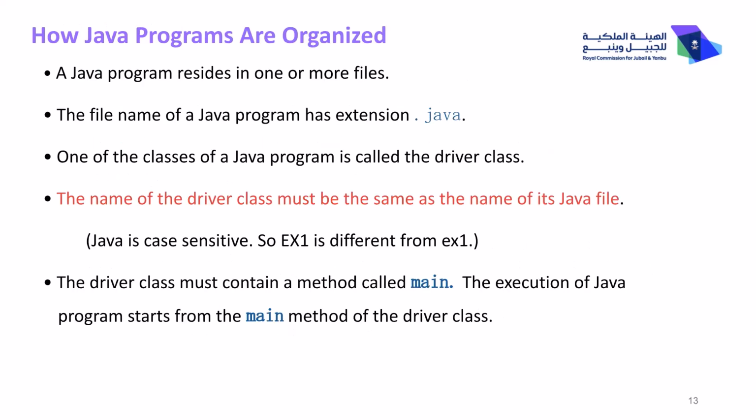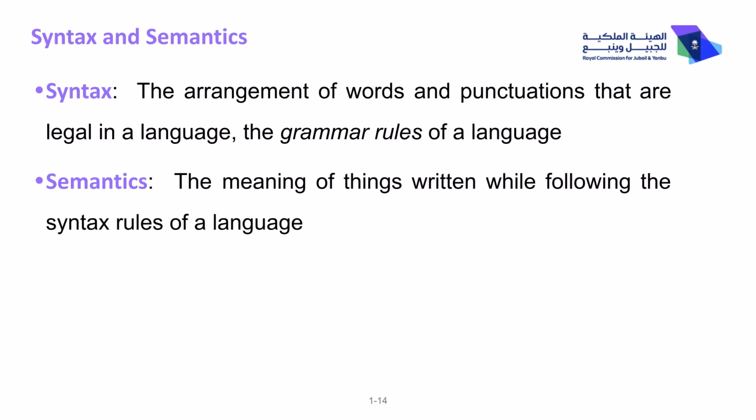A Java program can span one or more files, all with the .java extension. The driver class contains the main method, and its name must match the Java file name, as Java is case sensitive. Program execution begins from the main method of the driver class. Syntax refers to the legal arrangement of words and punctuation in a language. Semantics is the meaning derived from statements written following the syntax rules.